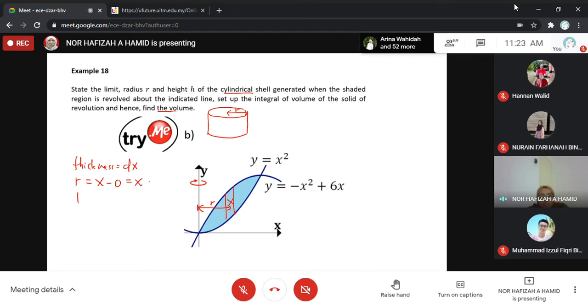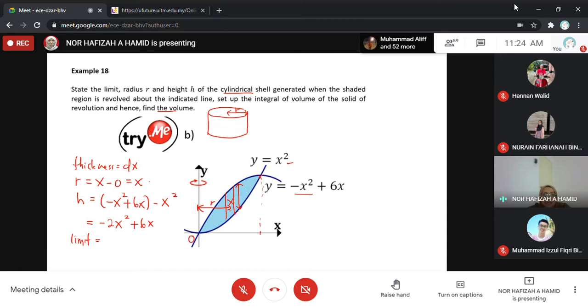And for h, okay, so for h is the height there. Okay, so the height is upper. So upper is this function, negative x square plus 6x, minus the lower function which is x square. So minus x square. And you simplify, and we will have negative 2x square plus 6x. And limit. So limit from x-axis, so kita ada 0 until this one.